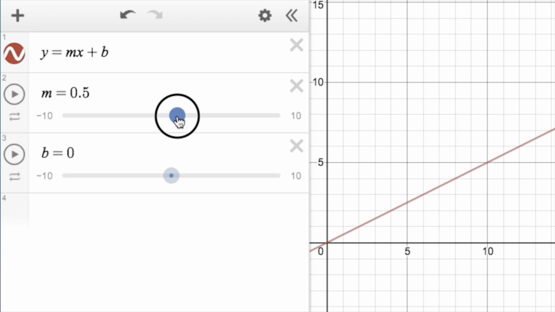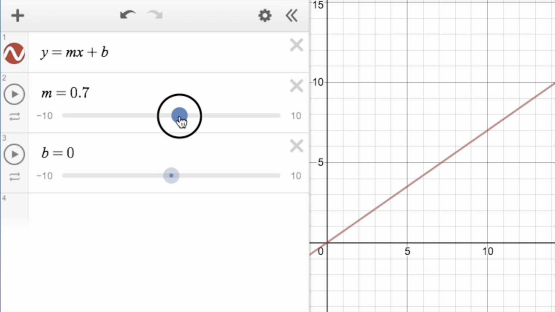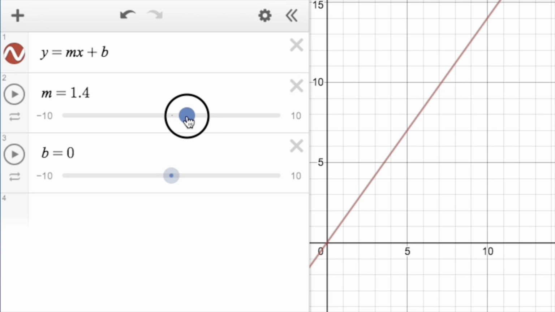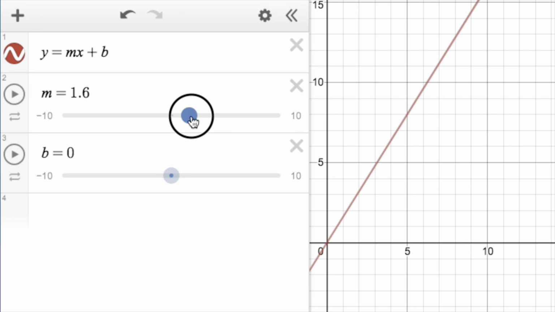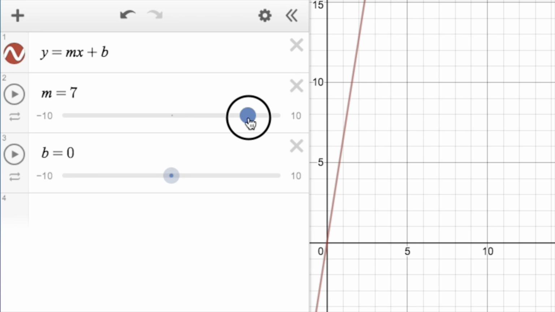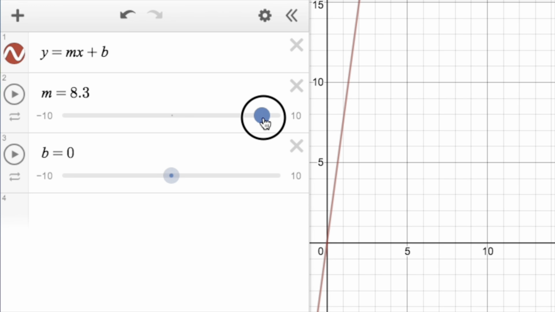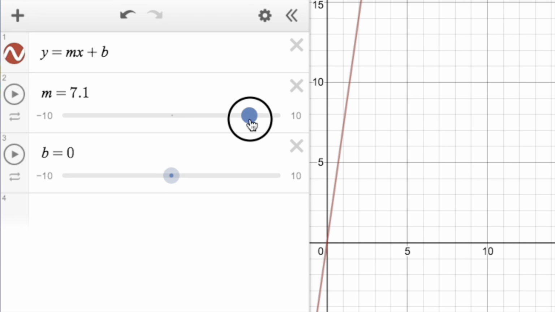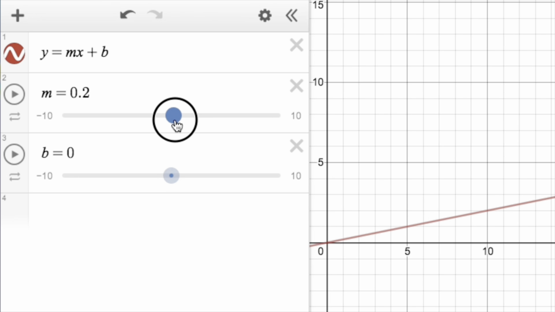If I increase the value of the slope right here, notice that the line is getting up. Then it becomes steeper and steeper. The more I increase the value of the slope, the steeper the line becomes. So if I increase this some more to 5, to 6, to 7, to 8, up to 9, all the way to 10, then the line is closest to being vertical. Now, if I decrease the slope, the line is now closest to being horizontal.